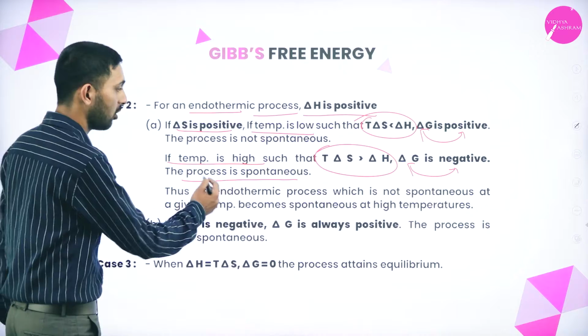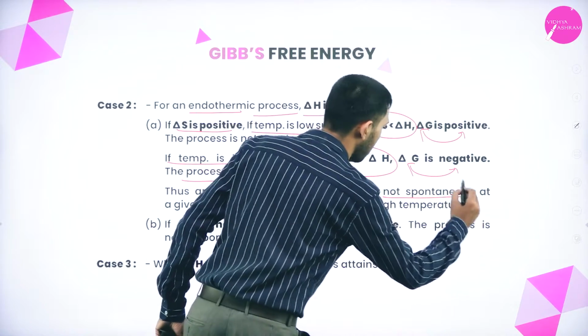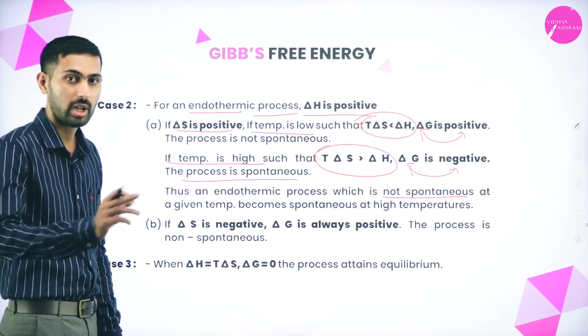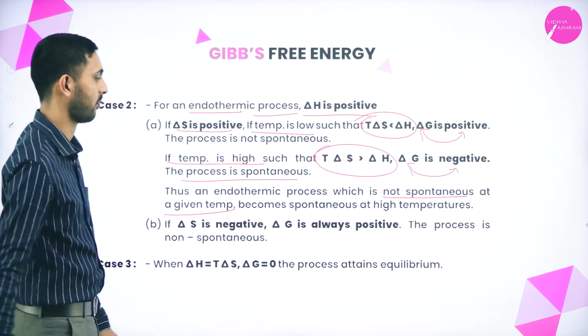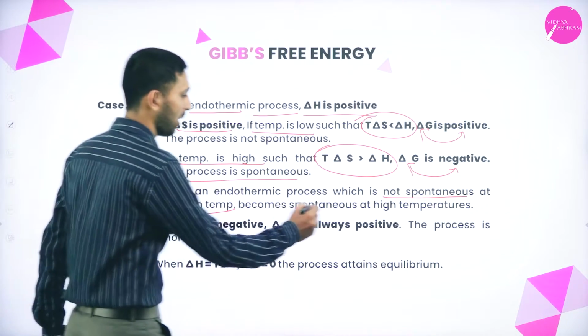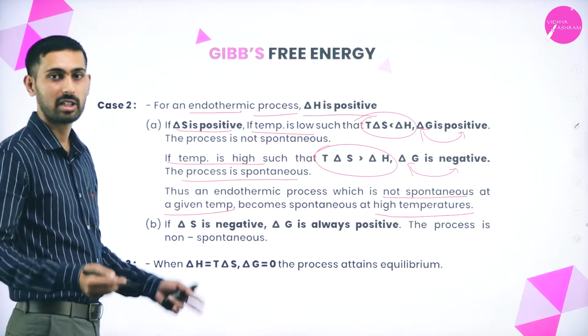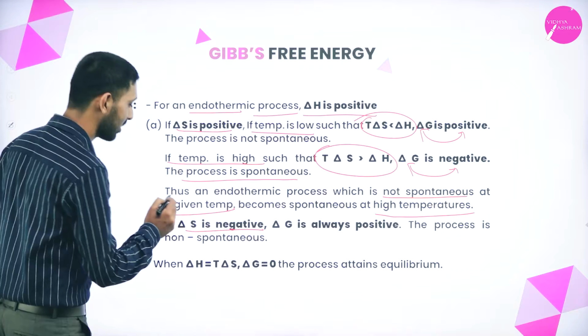If an endothermic reaction is not spontaneous and you have to make it spontaneous, what do you have to do? Let us increase the temperature. Then it becomes spontaneous. Now let us take delta S negative.